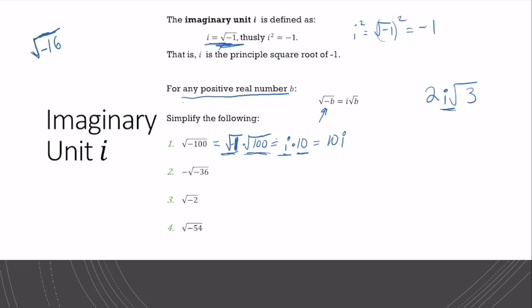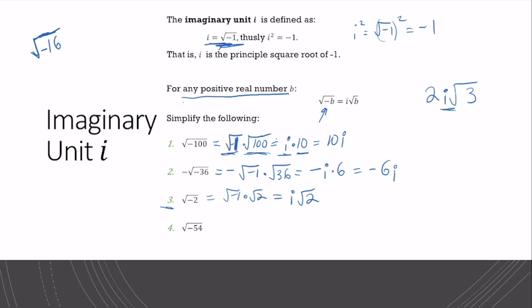So if I have negative square root of negative 36, that negativity hangs out on the outside. I could rewrite this as the square root of negative 1 times the square root of 36, which would be negative i, and the square root of 36 is 6, so I'd have negative 6i. For problem 3, I'm taking the square root of negative 2. I could rewrite this as the square root of negative 1 times the square root of 2. The square root of negative 1 is i, and I can't simplify the square root of 2. So I would just have i root 2, and that's totally valid.